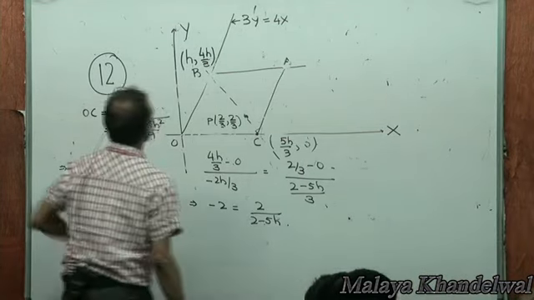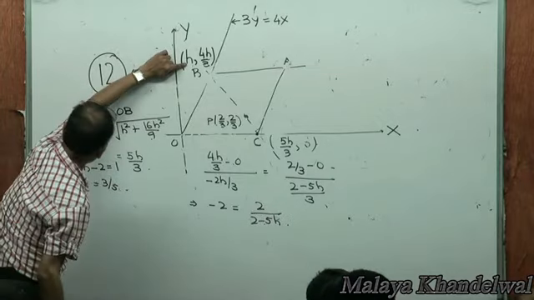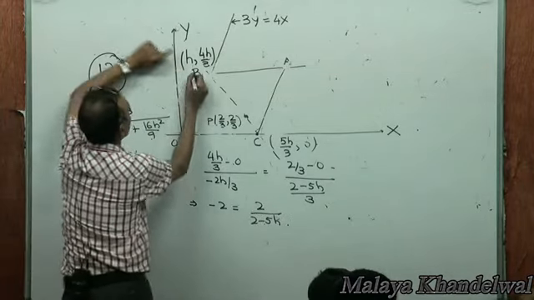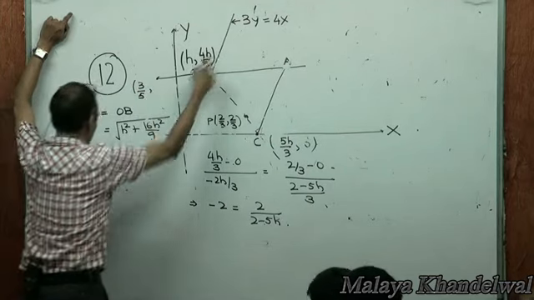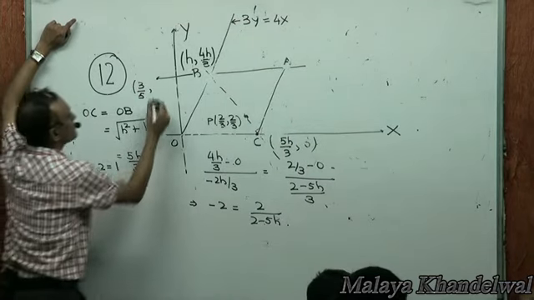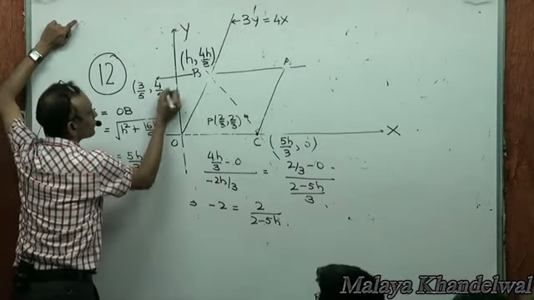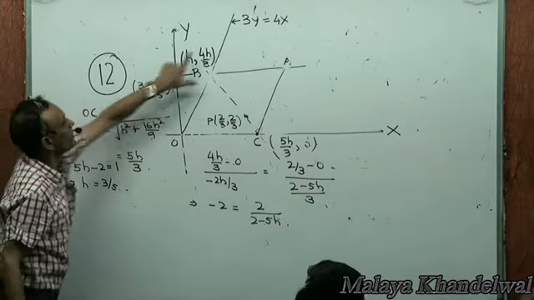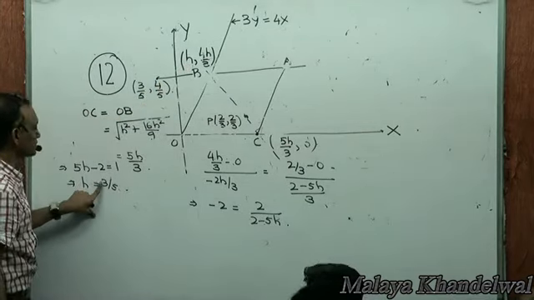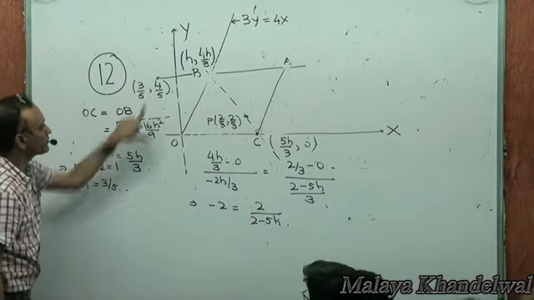Now I know the coordinates of B. H is 3 by 5, therefore B is h, 4h by 3, and 4h by 3 means 4 by 5. Yes or no? Right? H comma 4h by 3, where 4h by 3 is 4 by 5, right?